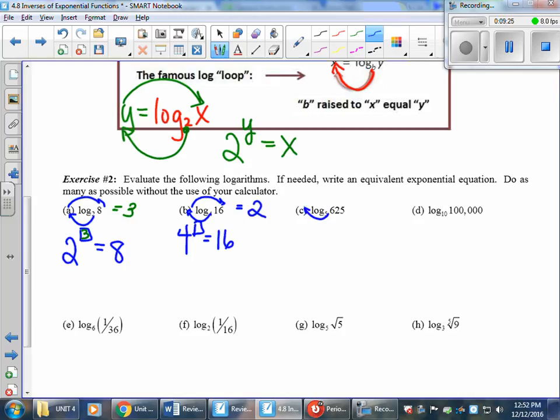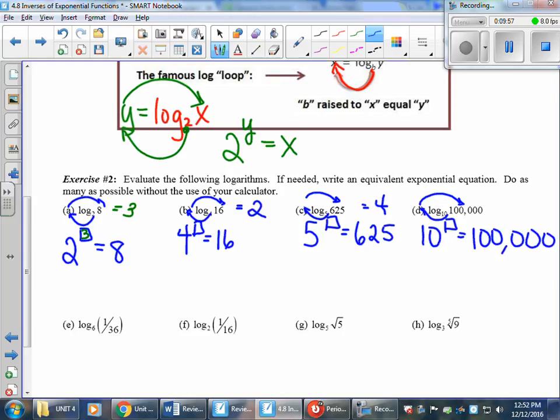5 raised to what power gives me 625? Well, 5 times 5 is 25. 25 times 5 is 125. And 125 times 5 is 625. So this is going to be equal to 4. 10 raised to what power is equal to 100,000? Well, remember, this is 10 to the first, 10 to the second, 10 to the third, 10 to the fourth, 10 to the fifth. So this is going to equal 5.